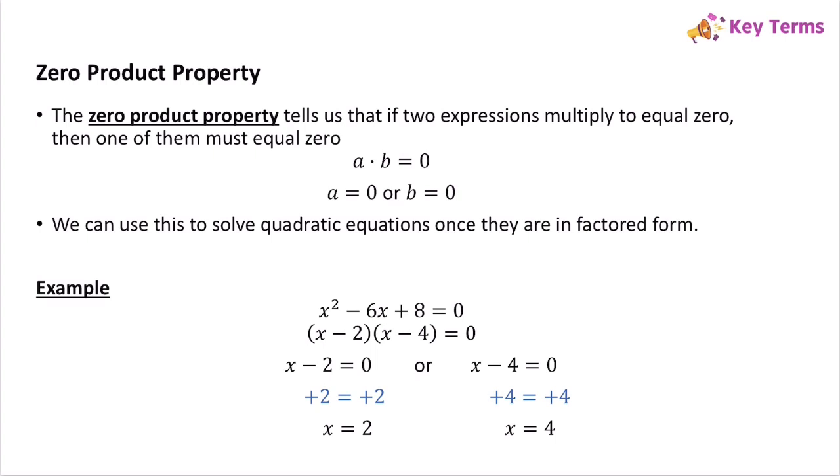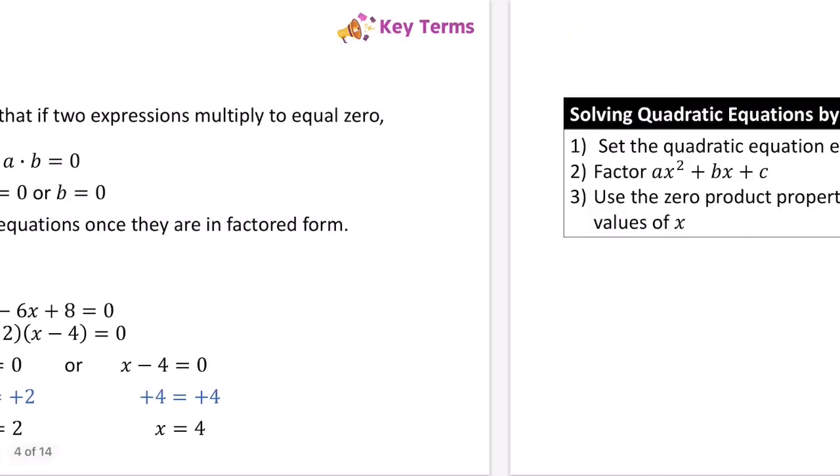So for example, if we have x squared minus 6x plus 8 equals 0, this will factor into x minus 2 times x minus 4. Since these two will multiply to equal 0, that means that either x minus 2 equals 0 or x minus 4 equals 0. So when we solve these two equations, that's how we get the two solutions, x equals 2 and x equals 4.